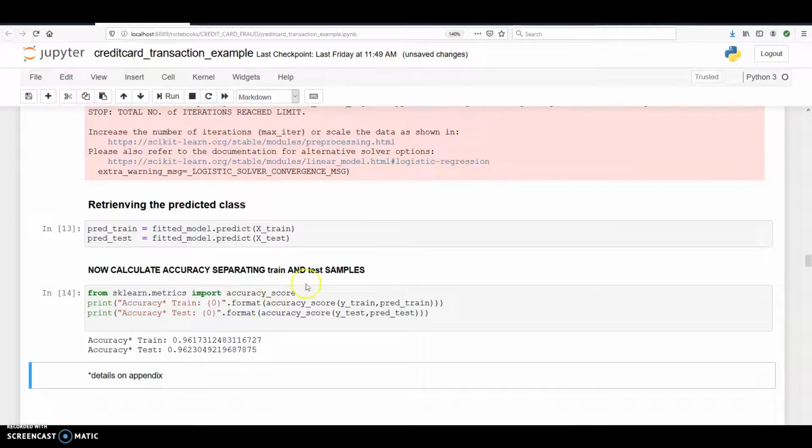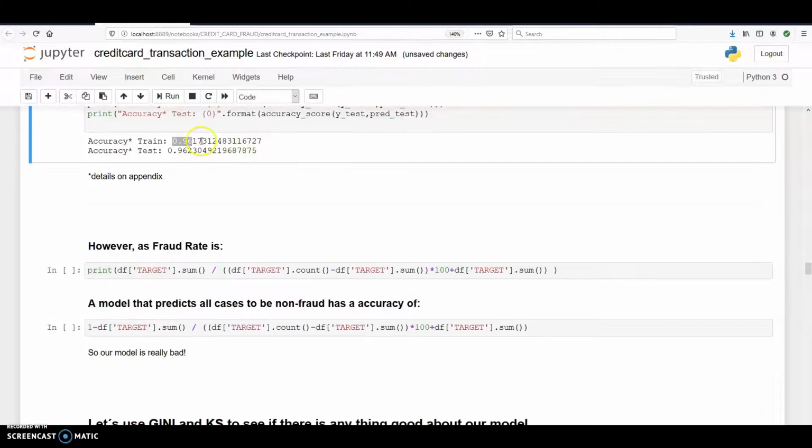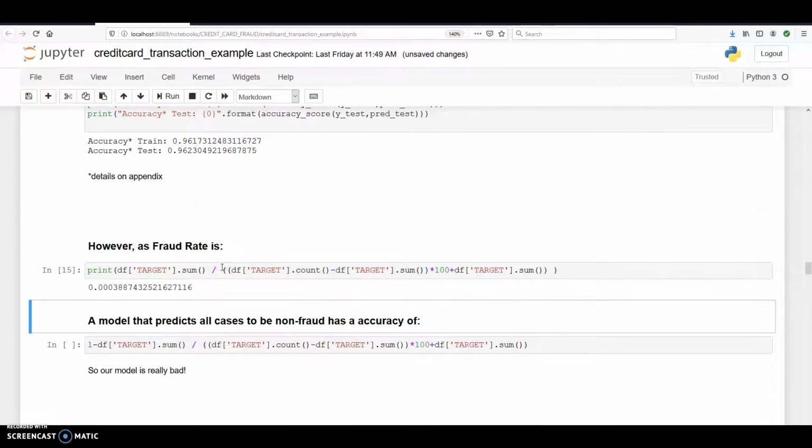If I use accuracy here, what I see is that my prediction is 96% correct in this simple model. 96% on the train and 96% on the test. Is that good? It looks like a good model, right? Well, no, guys, it's a terrible model.